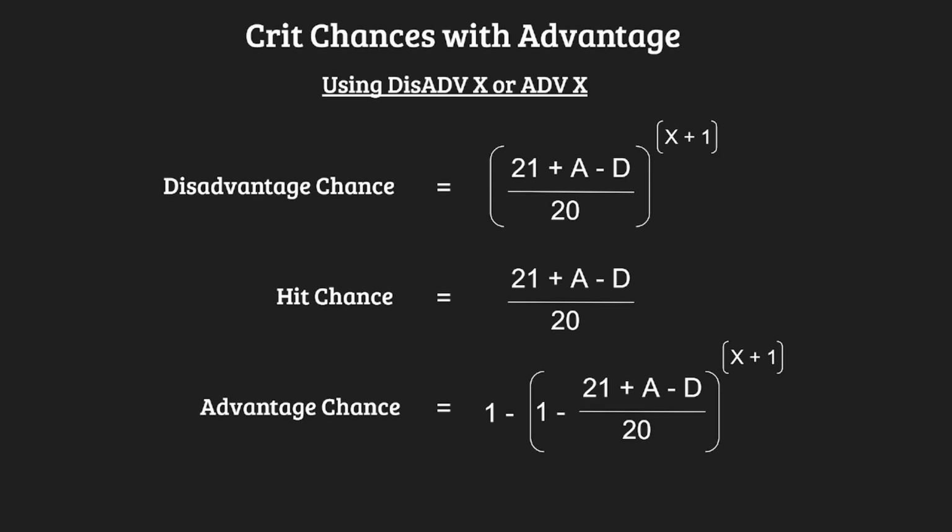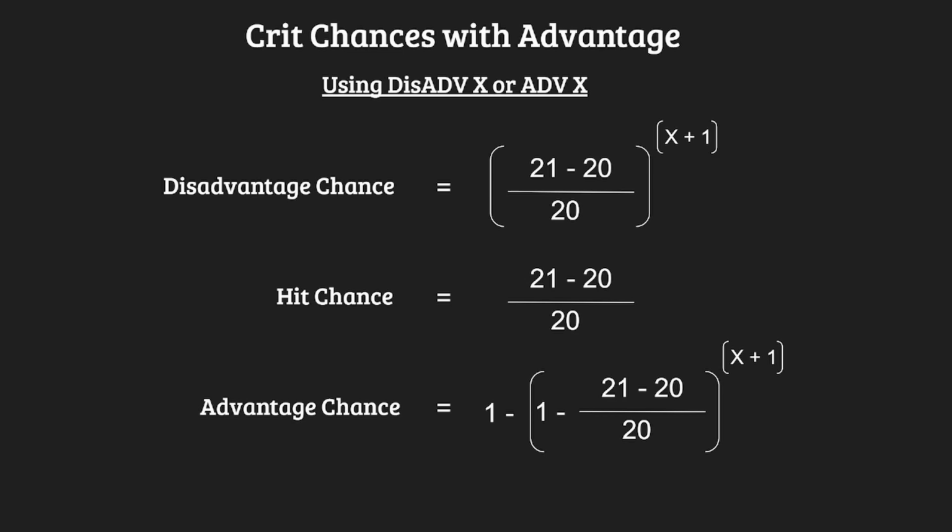So if we wanted to talk about crit chances, we need to talk about these equations we used from the last video to get the disadvantage chance, the regular hit chance, and the advantage chance. And really in here, rather than talking about an attack and a defense, we're going to replace the attack and the defense with the fact that we want to get a 20. So it would be 21 minus 20 in all of these sections where it's 21 plus the attack minus the defense.